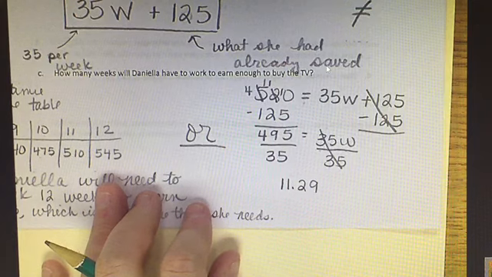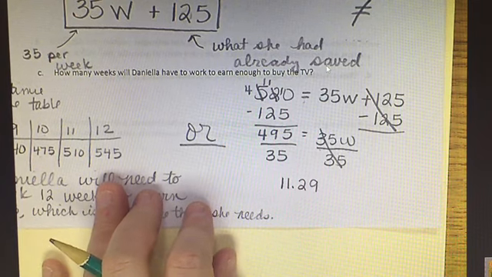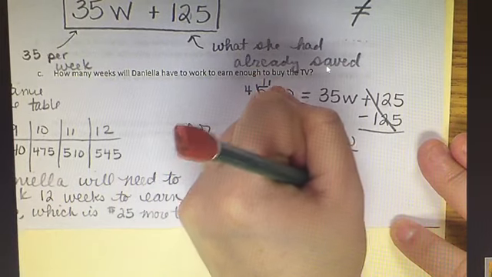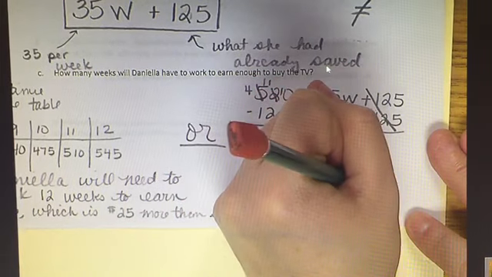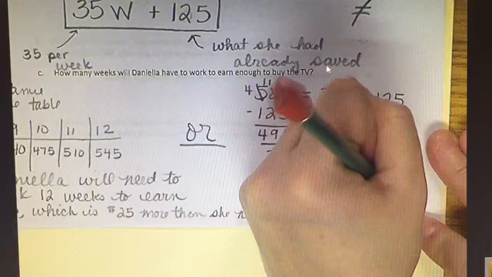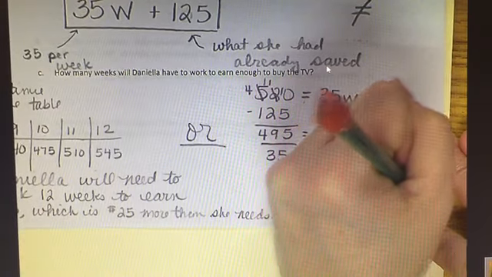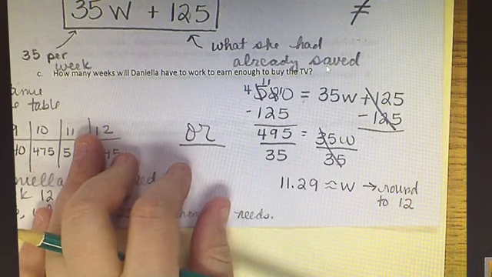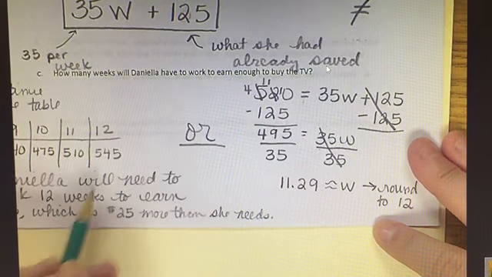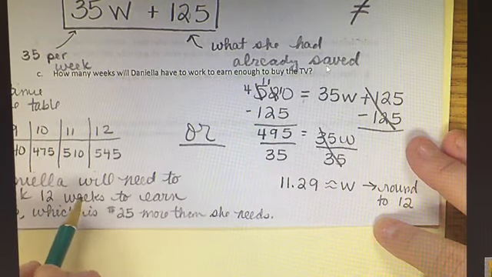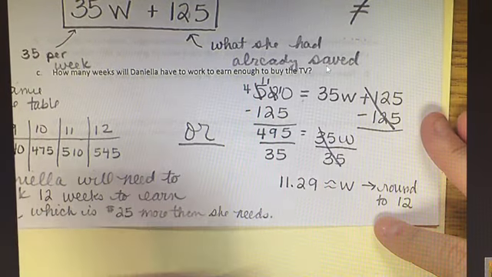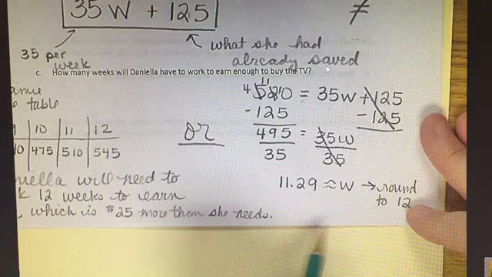Okay, you don't need to come up with the actual real answer, okay, because this is an approximate of what W is, which means you would have to round this to 12 anyways, because you can't work a partial week. We already said that when we talked about it over here. We're not working 11 weeks and 3 days. We would round that up, okay?